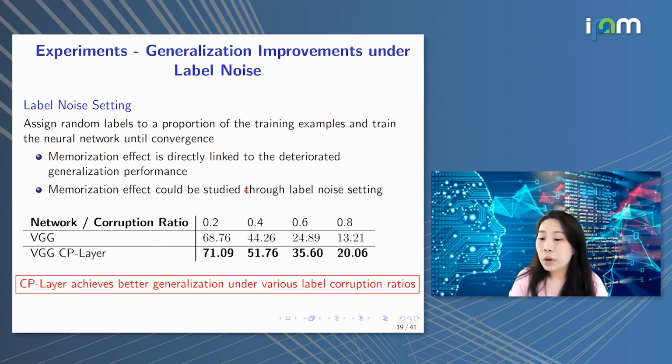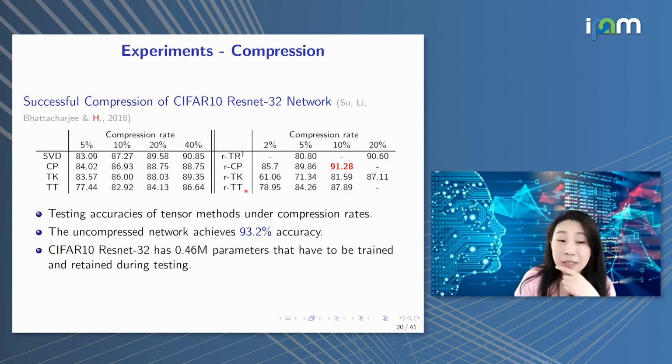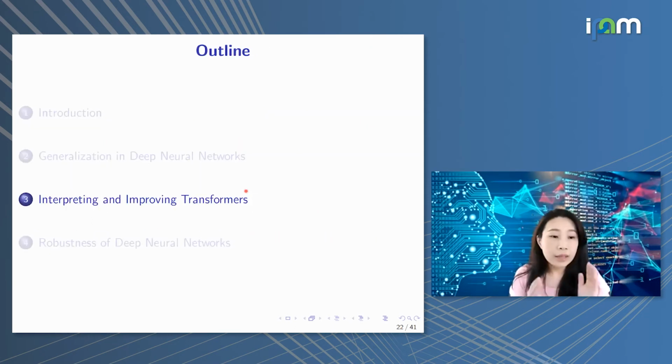Some more experiments show that under a label noise setting, CP layer achieves much better generalization under various label corruption ratios. Here you can see an uncompressed neural network achieves 93.2% accuracy, but if you use a reshaped CP, you can get 91.28% accuracy using only 10% of the parameters. You can also scale it to ImageNet. So that is what I wanted to say about generalization in deep neural networks.